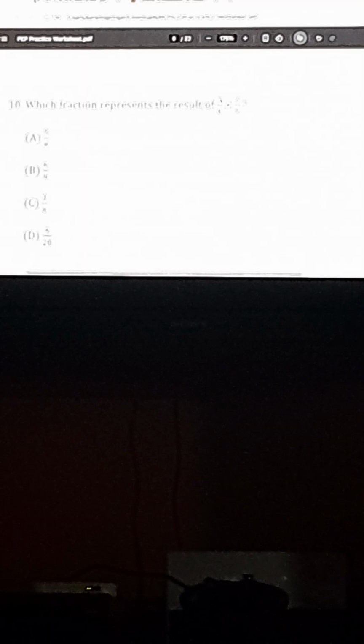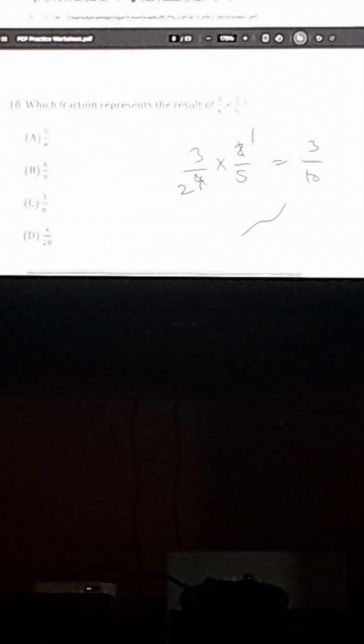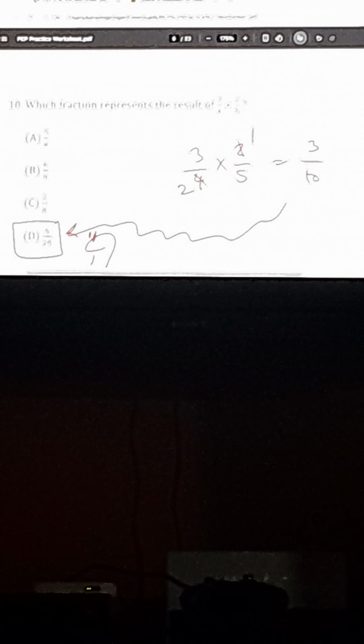Which fraction represents this? Ooh, easy. Don't you just love to multiply fractions? 3/4 multiplied by 2/5. 2 into 2, 1, 2 into 4, 2, 3 over 10. And then who looks like 3 over 10? You look like 3 over 10. But if I say 2 into this, I get 3, and 2 into this, I get 10. Nice. So D is the answer.